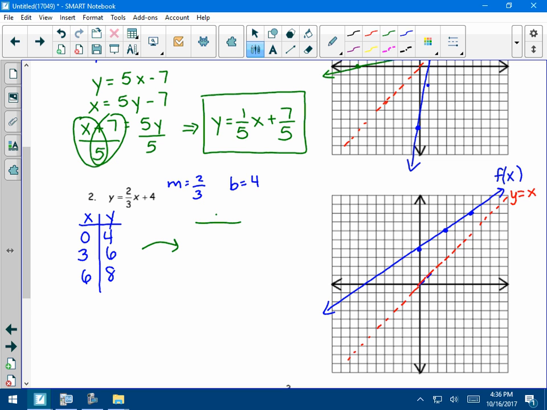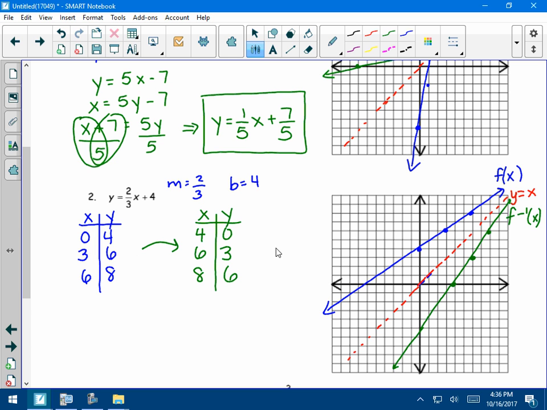The inverse will be 4, 0, 6, 3, and 8, 6, because inverse means what? Switch x and y. Not opposite. Just applying these points. Connect those dots. And it does look like a reflection, so we're in good shape again. That's f inverse of x.